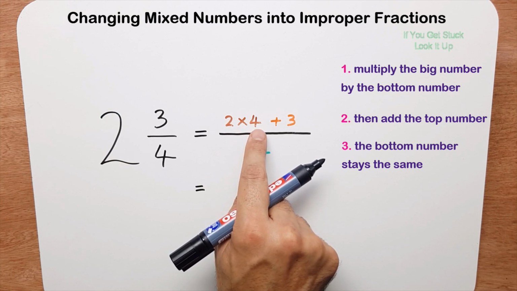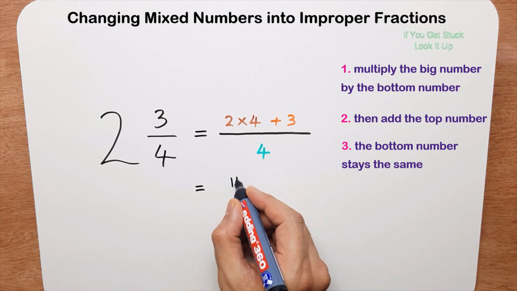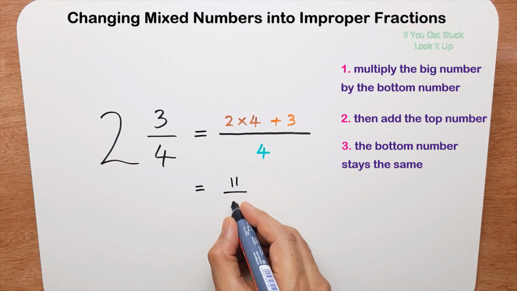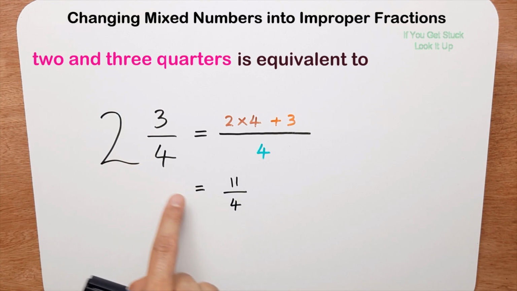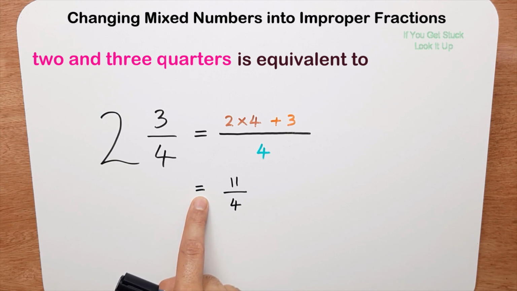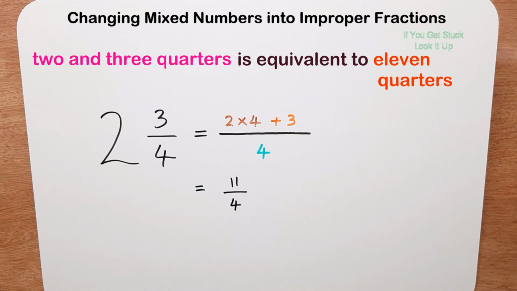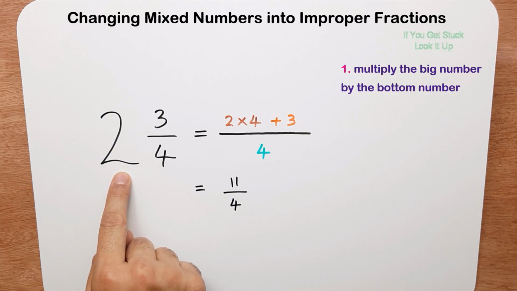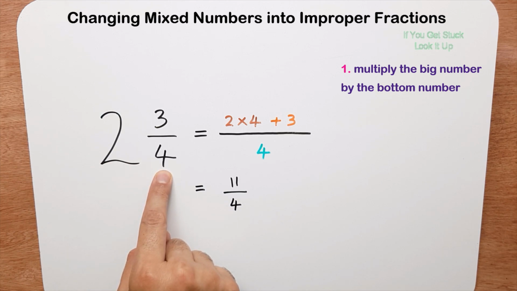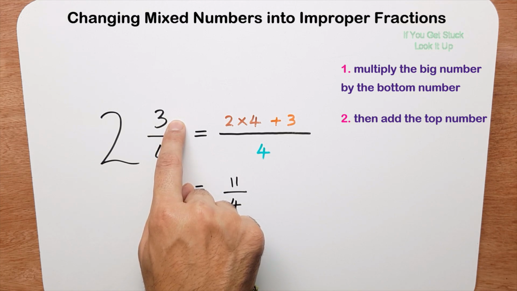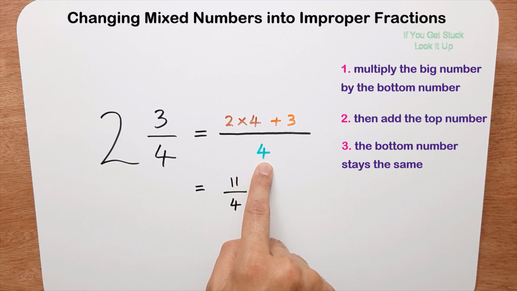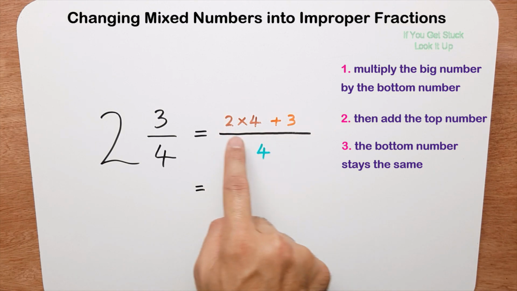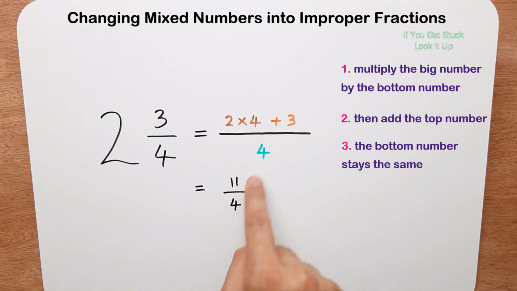2 times 4 is 8, plus 3 is 11. And this 4 stays at the bottom. So I can say 2 3/4 is equal to, or equivalent to, 11/4. So let me go through that again. Step 1 is the big number times the bottom number. Step 2, add the top number. And step 3, put the denominator at the bottom. Now simplify the top. 2 times 4 is 8, plus 3 is 11. And this 4 stays the same as the denominator.